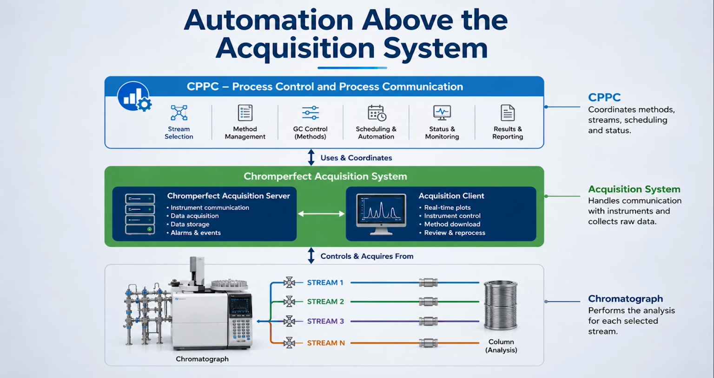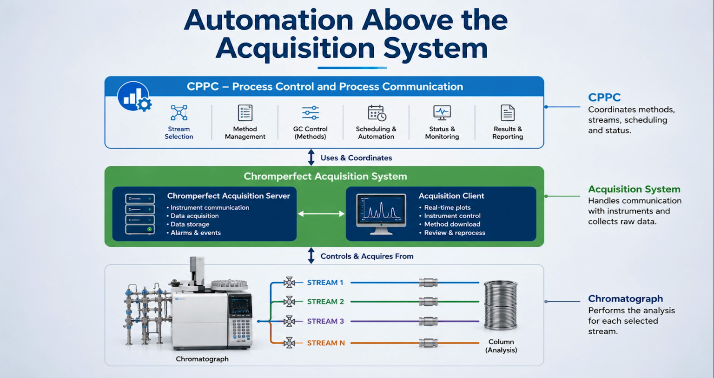Chromperfect Process Control, often shortened to CPPC, is the central automation layer for process-analyser applications. CPPC operates above the normal Chromperfect acquisition client. It does not replace the acquisition system. Instead, it coordinates the activities that surround the chromatographic analysis.